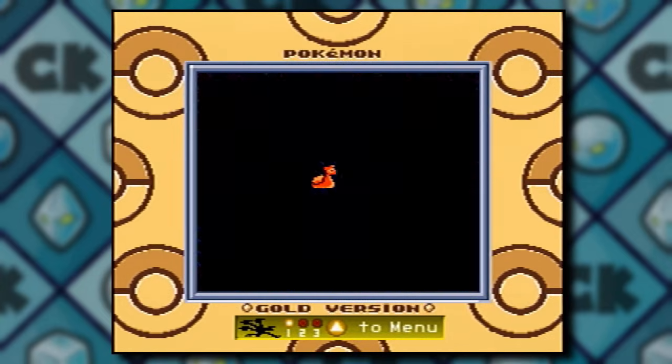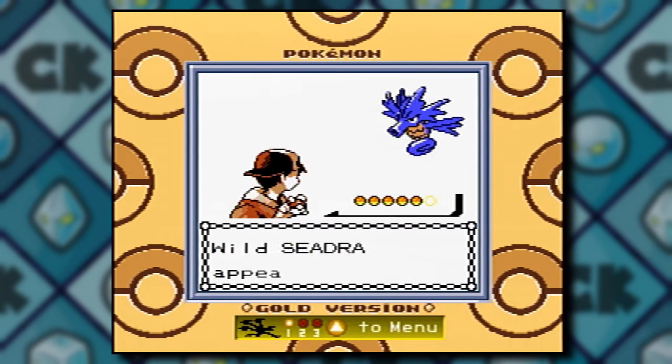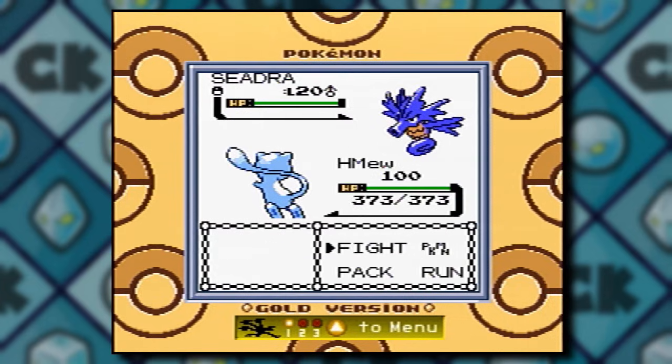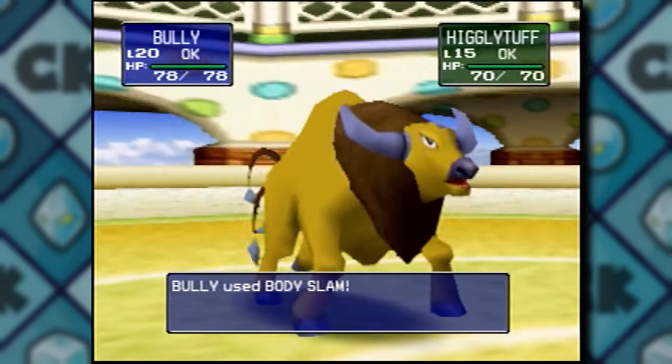In Gold and Silver, you can find a level 20 Seadra in one of the floors of the Whirl Islands. But just like the Machamp, the Seadra that gets used in the Pika Cup are at lower levels than what we can get them, so they fall into the kind of illegal category. And that should hopefully do it.